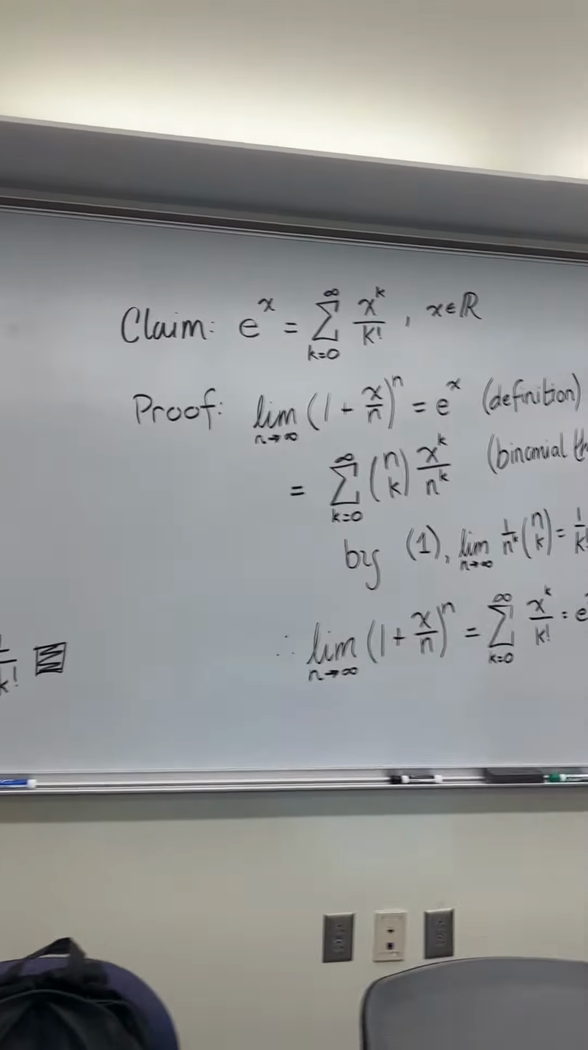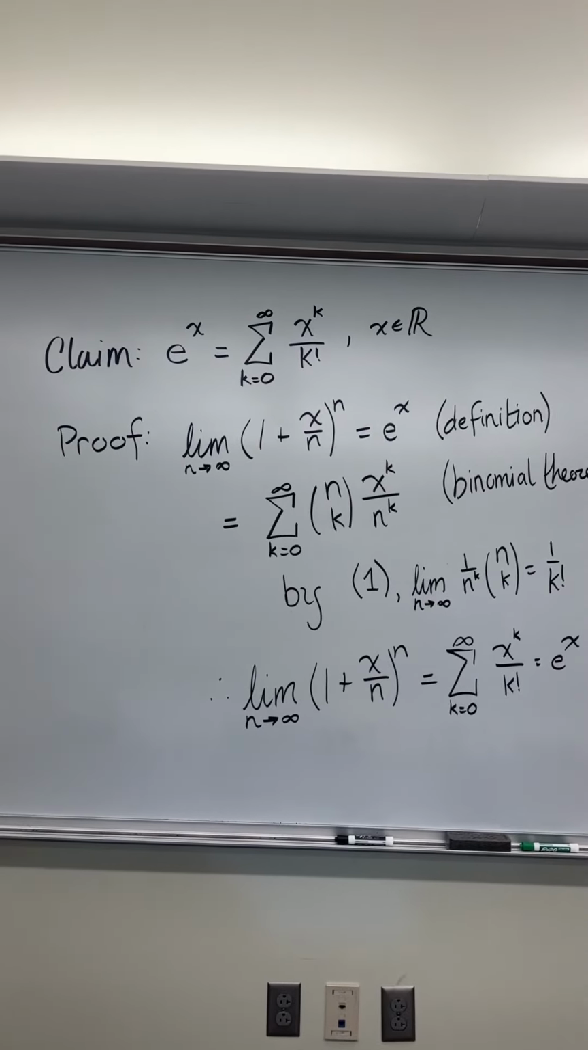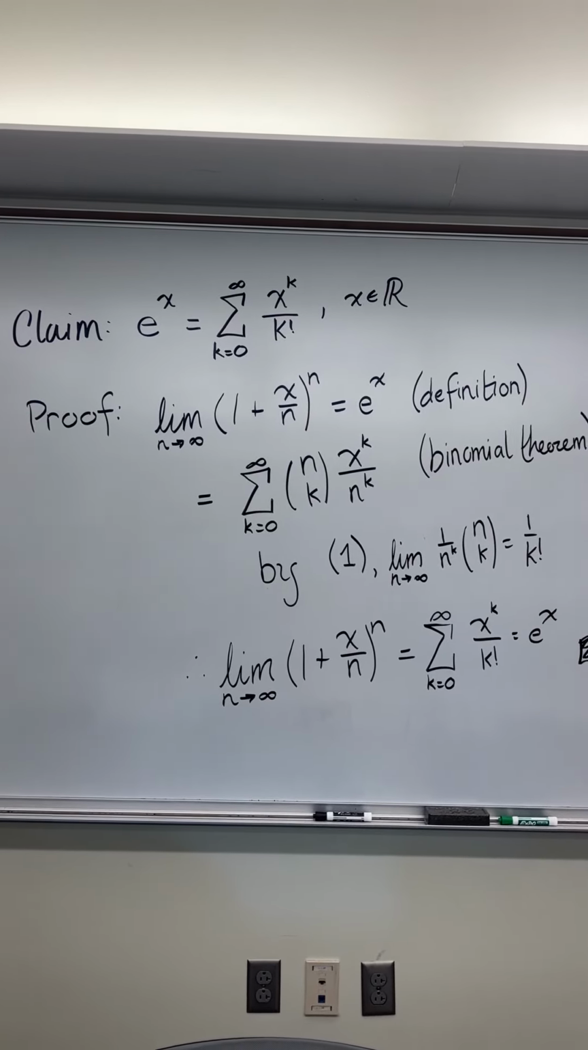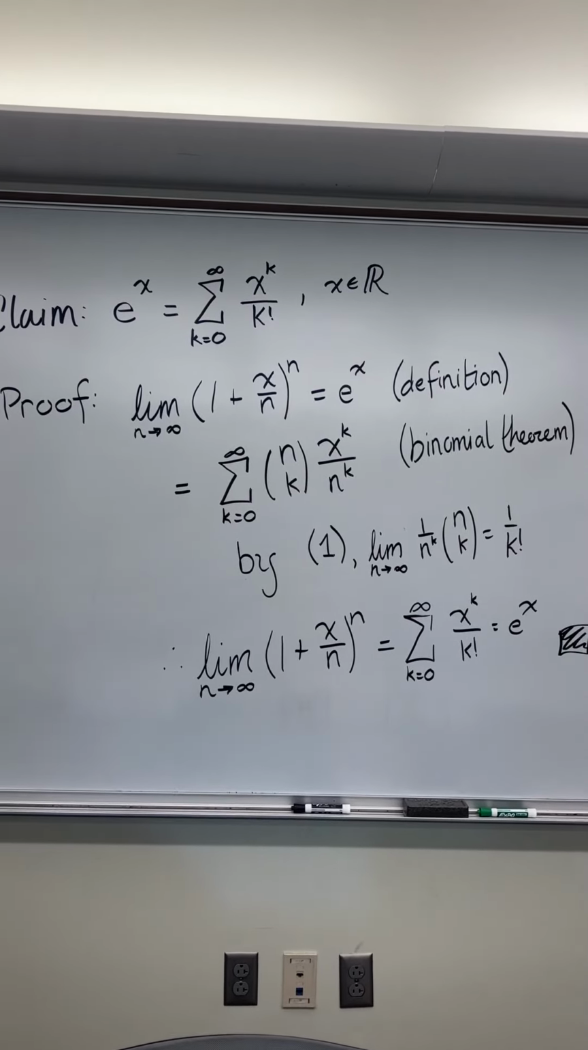Next step, I'm going to prove that e to the power of x equals the sum, as k equals 0 to infinity, of x to the k over k factorial. This first proof, I'm going to start with the definition.